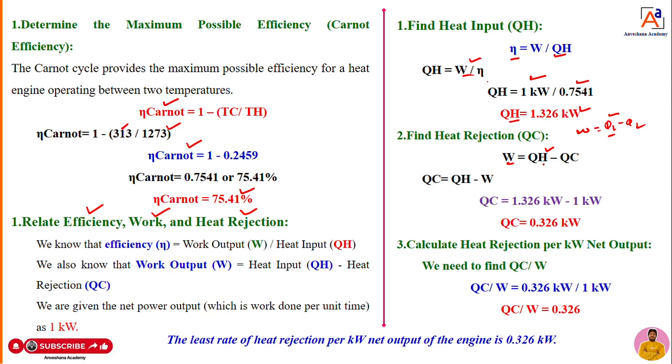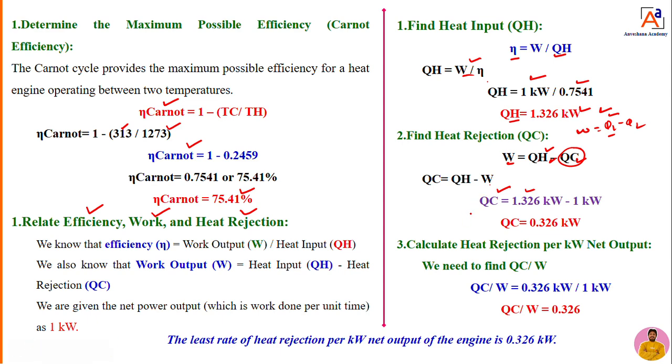Some authors take Q1, some authors take QS, some authors take QH and QC, the hot reservoir and cold reservoir. So now hot reservoir minus cold reservoir. So this is the equation. Now what I actually want is the heat rejected to the cold reservoir or cold sink. That is nothing but QC is equal to QH minus W. So QC is equal to QH minus W. What is QH? QH is equal to 1.326, that we already calculated, minus W.